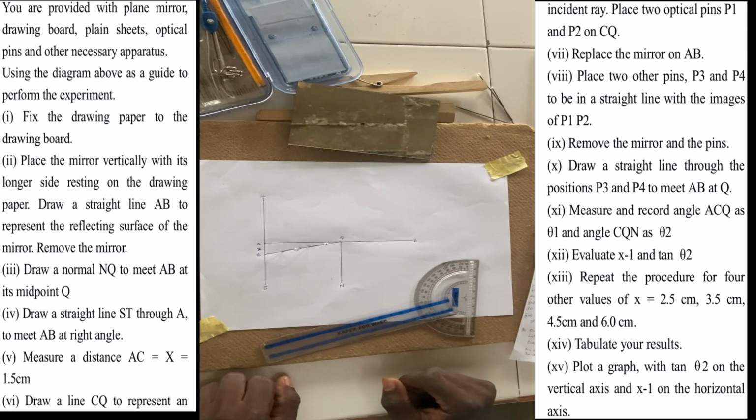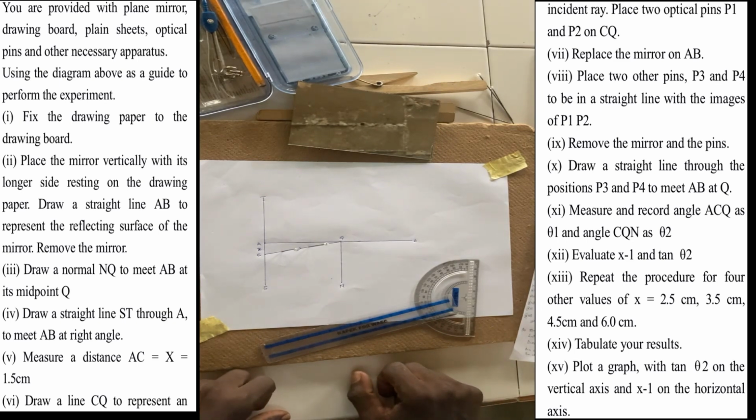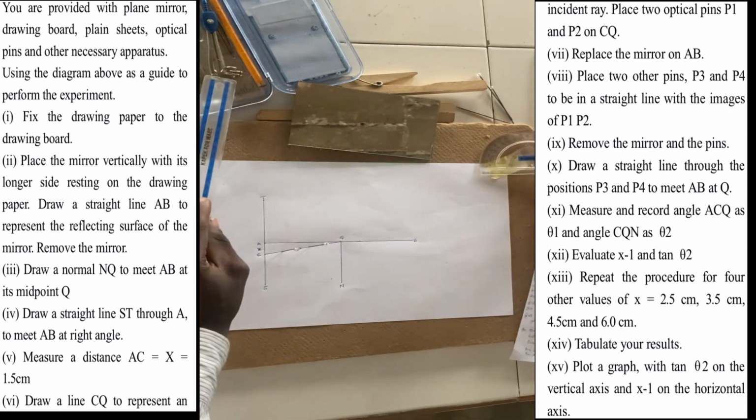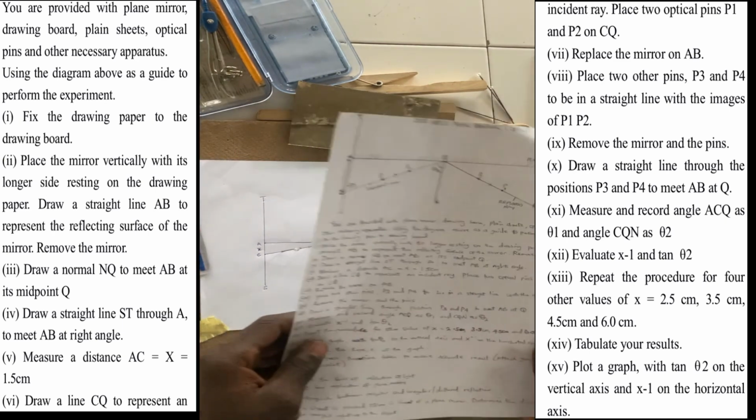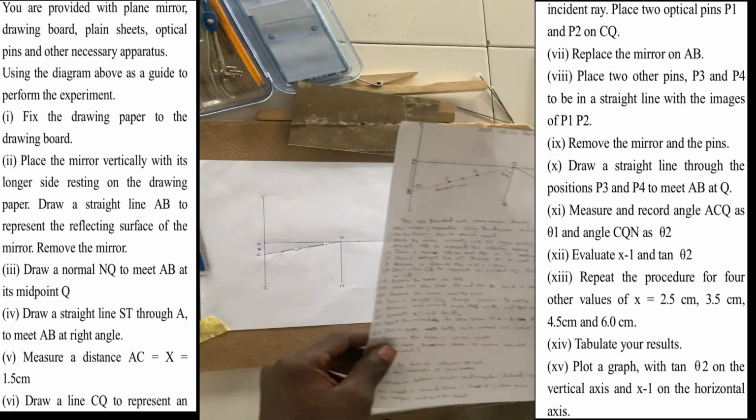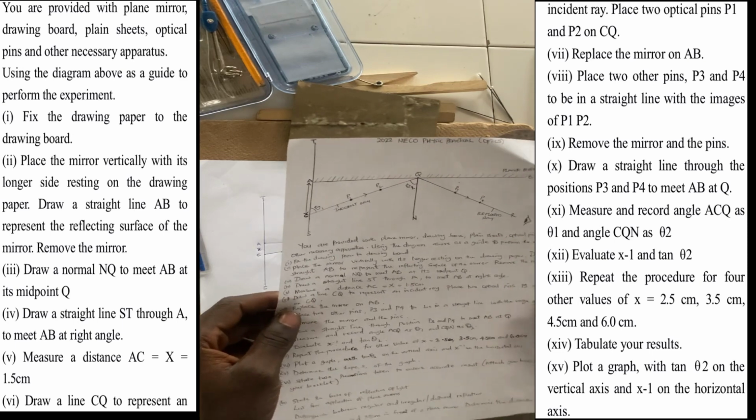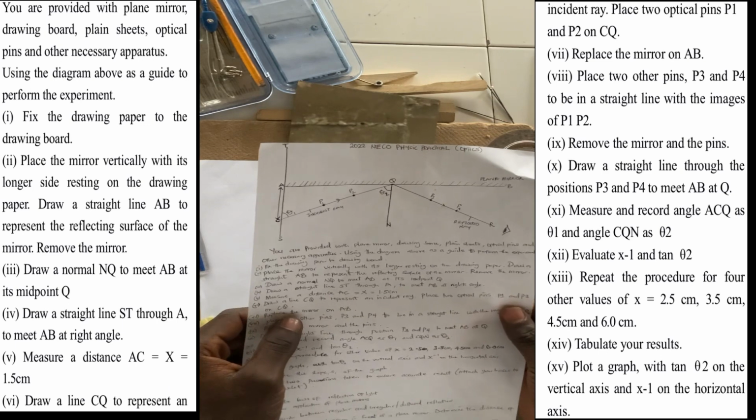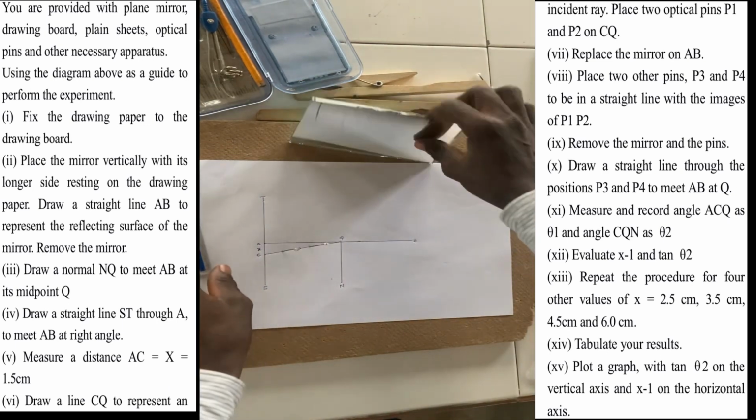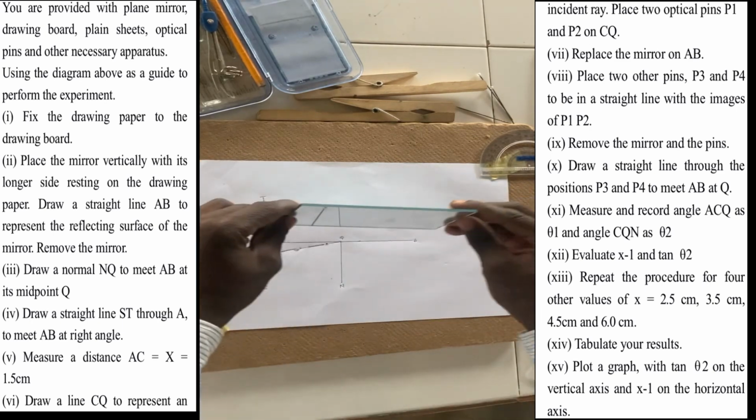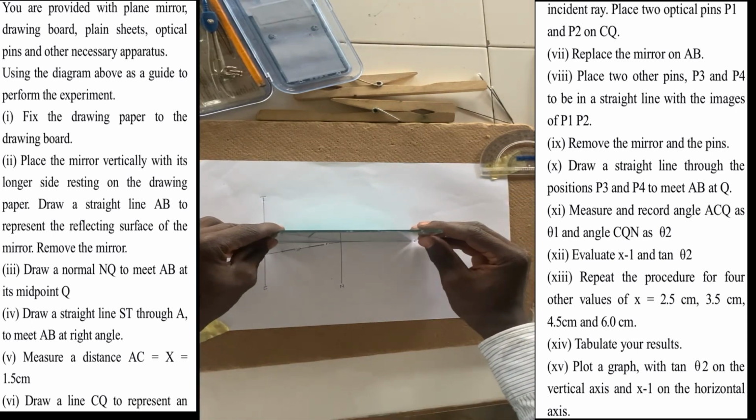What is the next thing to do now? I've drawn P1 and P2 on CQ. Replace the mirror on AB. Now we have to replace the mirror on AB. Now you place the mirror on AB using your clip.